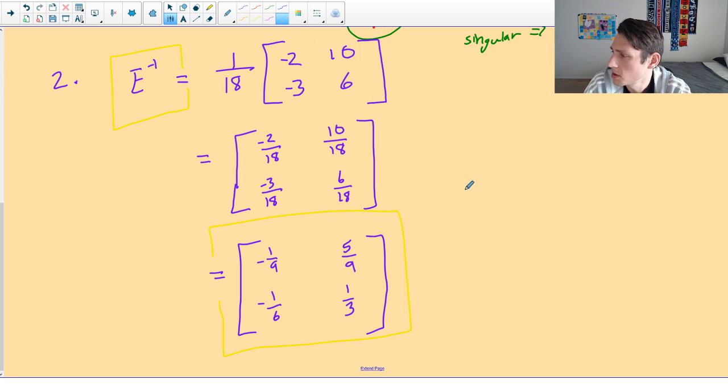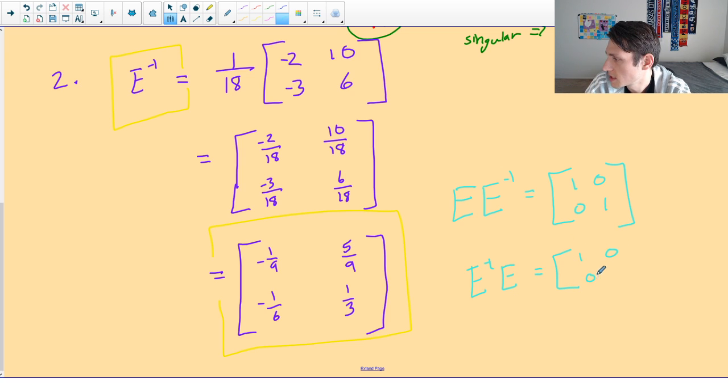So keep in mind, what does it mean to be the inverse? Well, that means if we did matrix multiplication, if we did E times E inverse, we would end up at the identity matrix, right? The 2x2 identity matrix, 1, 0, 0, 1. Or if we did it the other way, E inverse times E, same thing. We'd end up at the identity matrix. So pretty nifty. Super neat.